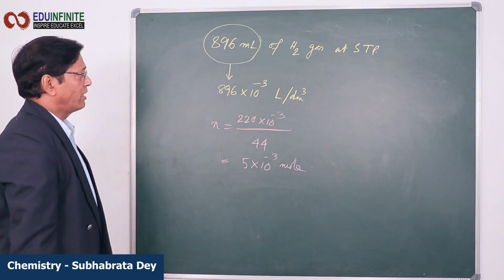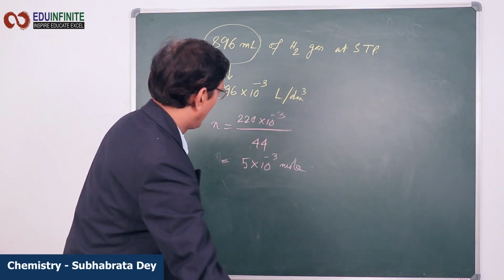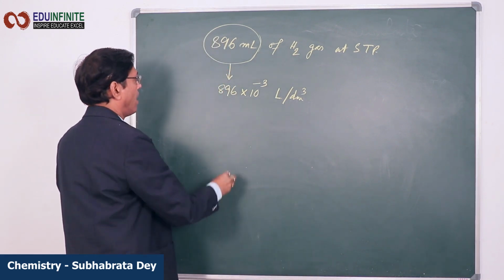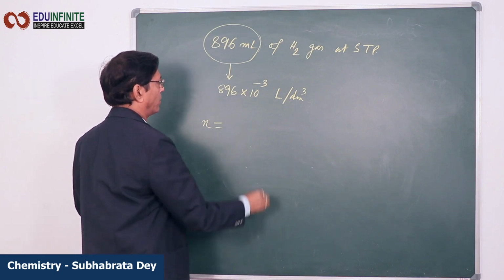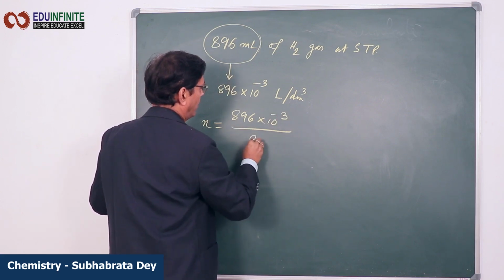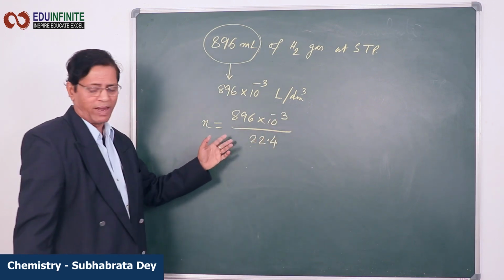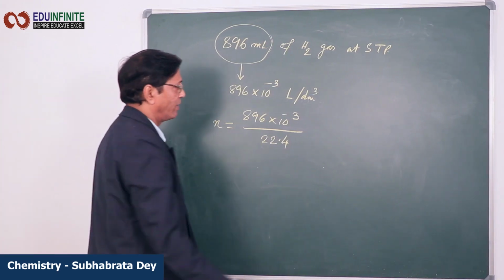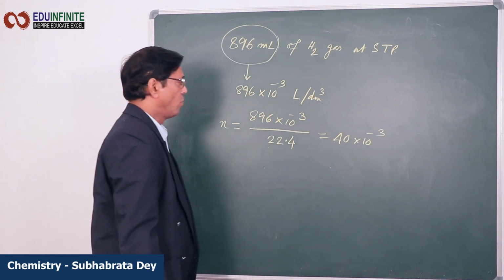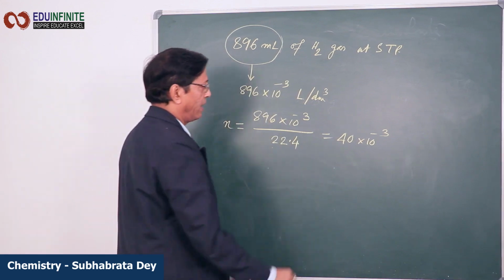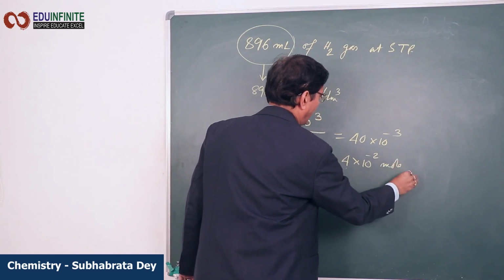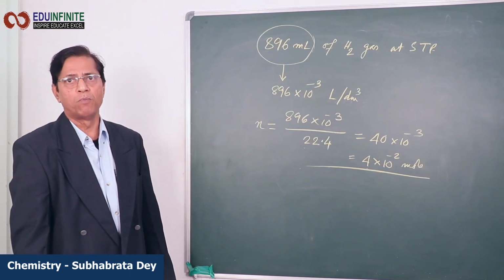So first convert the volume into liter, and the condition must be at STP, otherwise you have to calculate at STP. After that, the number of moles is equal to the given volume in liter divided by 22.4. That will give you the number of moles, which comes to be 40 into 10 to the power minus 3, that is 4 into 10 to the power minus 2 mole. So these are the methods to calculate the number of moles.